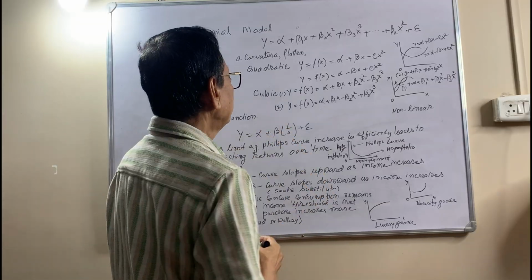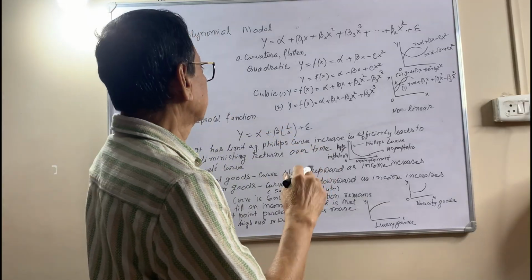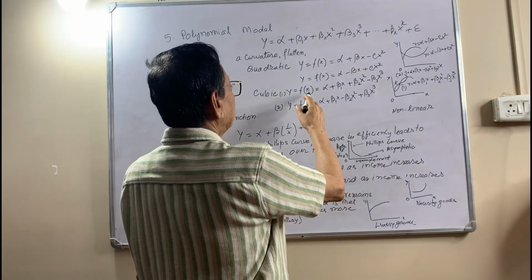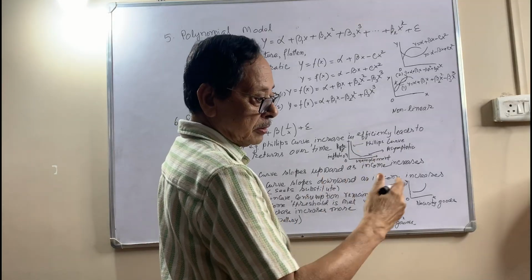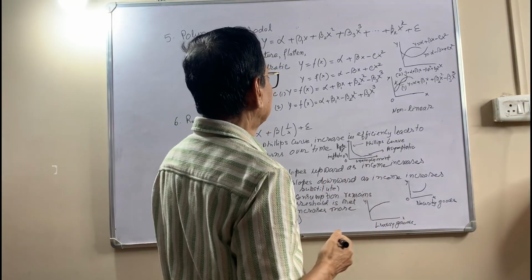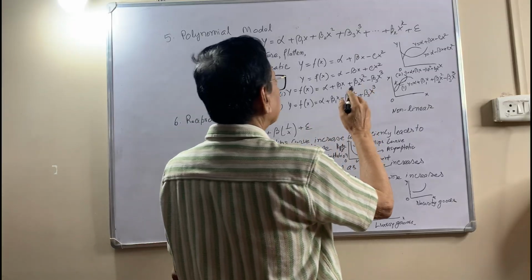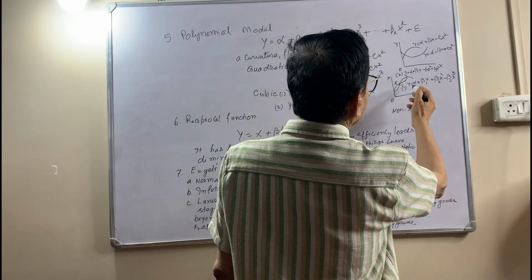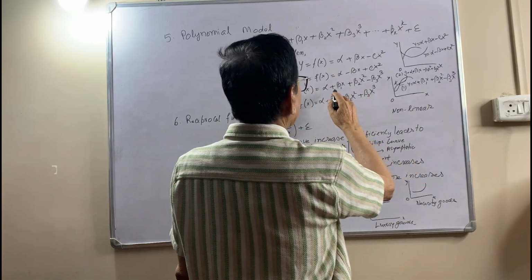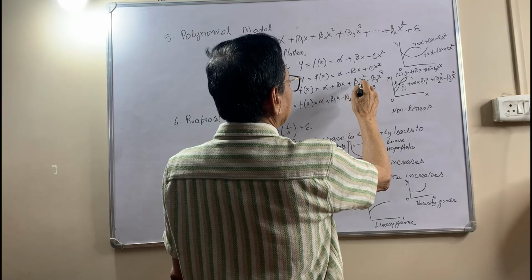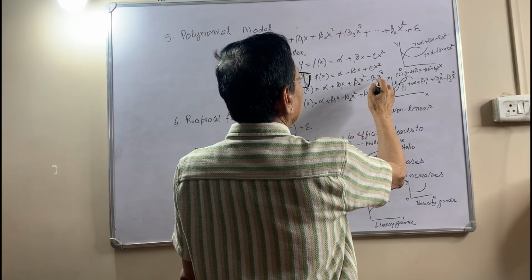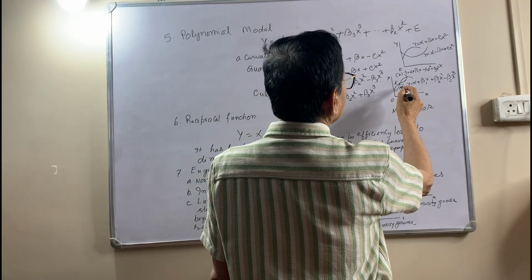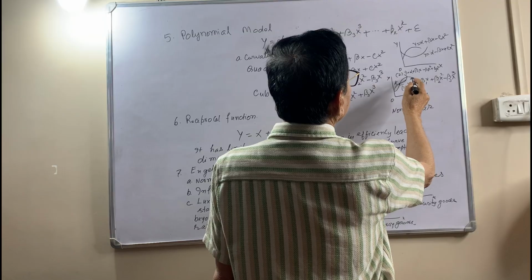Then the cubic form. In the cubic form, there will be 3 terms. Y is a function of x, so y is the dependent variable, x is the independent variable. So if we go on increasing the level of x, there will be 3 terms. So the first one: alpha plus beta 1 x plus beta 2 x squared minus beta 3 x cubed. So first one, it is increasing at an increasing rate, then it has declined.